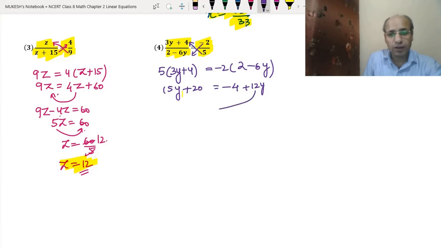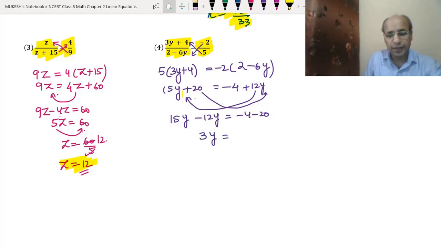So we will shift 12y to the left hand side and 20 to the right hand side. So when we shift it, it becomes 15y minus 12y equal to minus 4 minus 20, because this 20 is plus here, so it will become negative on the other side. So 15 minus 12 is 3. So we will write 3y equals minus 4 minus 20. They will become minus 24 because they will be added and we will put the negative sign because both are negative integers. Okay. So we will write y equals minus 24 upon 3. Okay. And 3 8s are 24. So we got the value of y is minus 8.